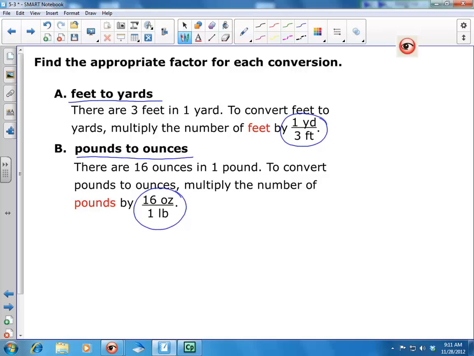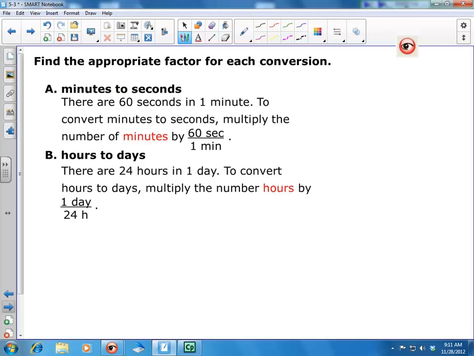All right? Let's take a look at our next one. Again, more of the same thing. From minutes to seconds, you notice what we're converting to is on top, what we're converting from is on bottom. Same way with letter B. Hours to days. What we're converting from is on bottom, what we're converting to is on top.